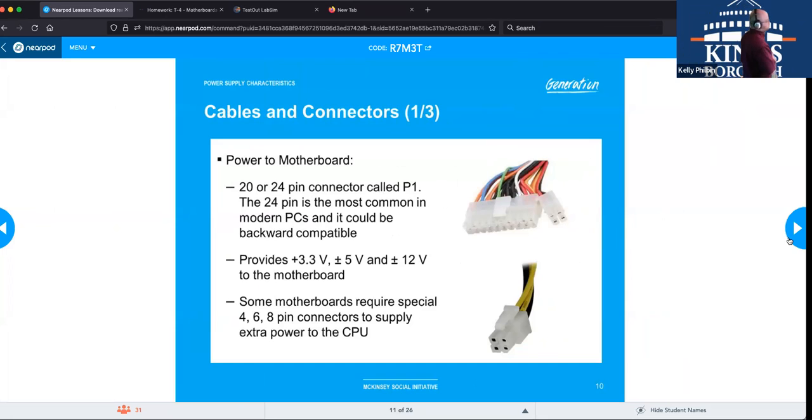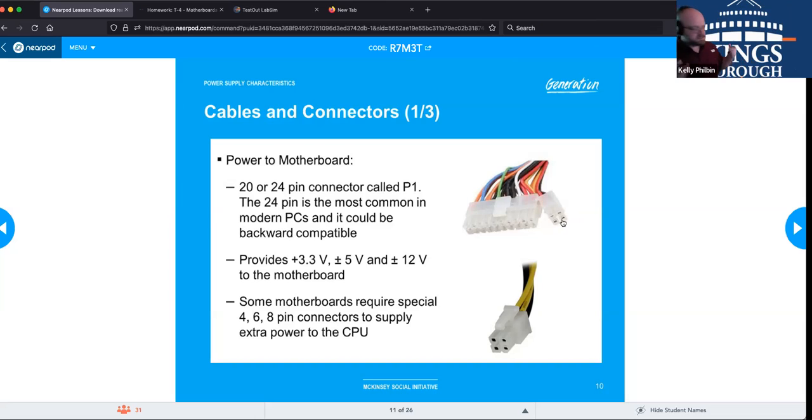Cables and connectors. So the main one, the most easily recognizable, is the P1 power supply, which is a 20 or a 24, or what is called a 20 plus 4. As you can see right here, this one has that 4-pin kind of unclipping. So that can happen, and that little 4-pin connector can actually go over and power on the CPU in some cases.